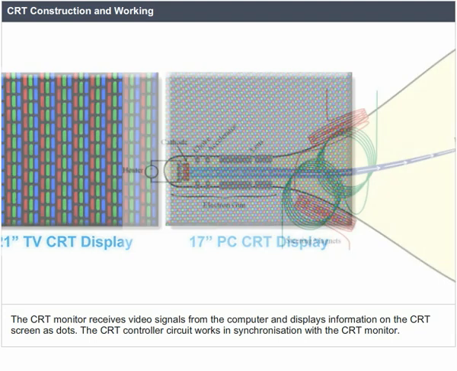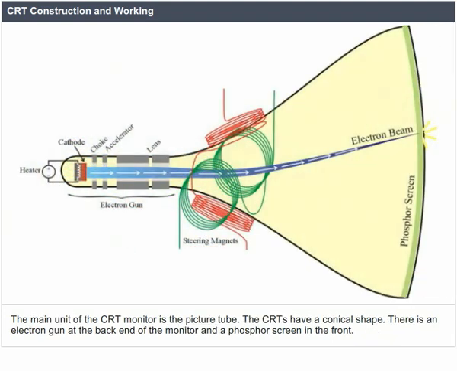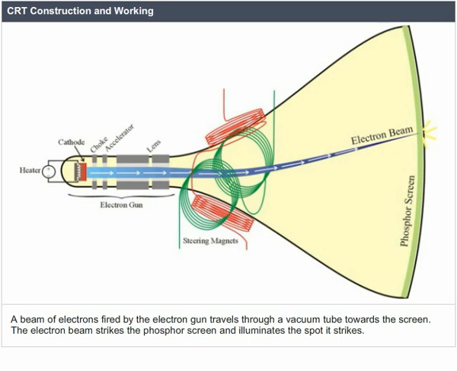The main unit of the CRT monitor is a picture tube. The CRTs have a conical shape. There is an electron gun at the back of the monitor and a phosphor screen in the front. A beam of electrons fired by the electron gun travels through a vacuum tube towards the screen. The electron beam strikes the phosphor screen and illuminates the spot it strikes.